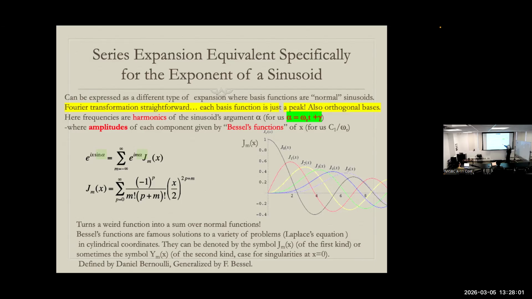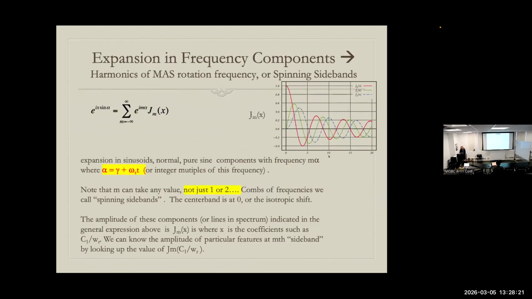If you look at each subsequent harmonic, there's more of a sort of lag at x as they come in. And they converge very slowly, like the original problem converges very slowly, or die away very slowly. All right, so expansion in sinusoids, normal pure sine components with frequency.